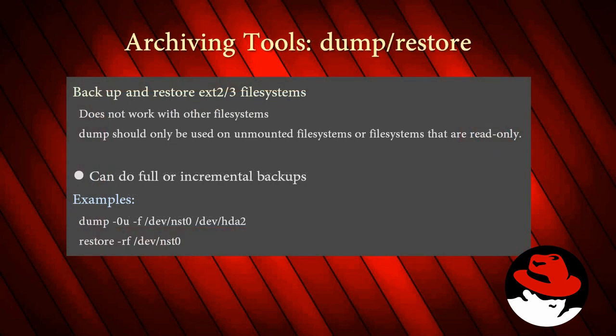Among archiving tools, there are tools like dump and restore to back up and restore the file system, which does not work with other file systems. Dump should only be used on unmounted file systems or file systems that are read-only. You can do full or incremental backups with the dump and restore commands executed in sequence.